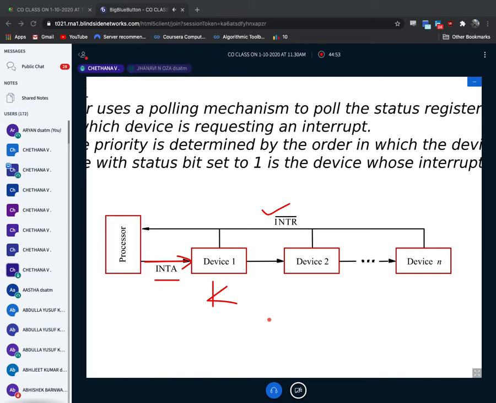Now come to the process of polling. What is polling? What's the meaning of polling? Polling means a simple mechanism. The processor will go to device 1 and check whether it requires my service. Yes, it requires my service. Okay, I'll provide service to you. It will provide the service. After device 1, it will go to device 2. Who will go? The processor will go and check.